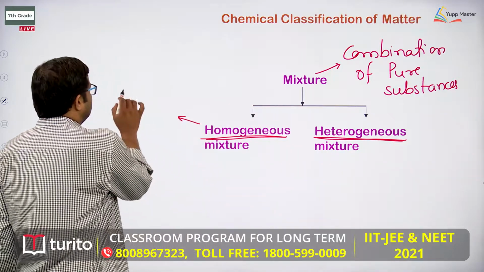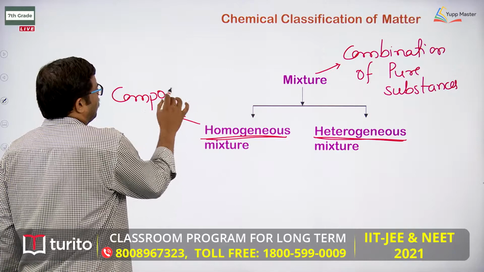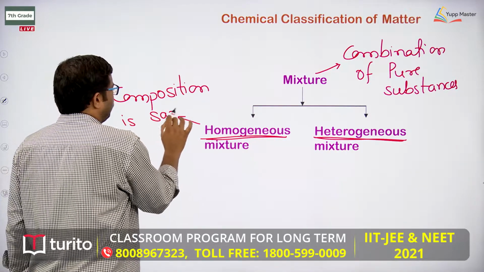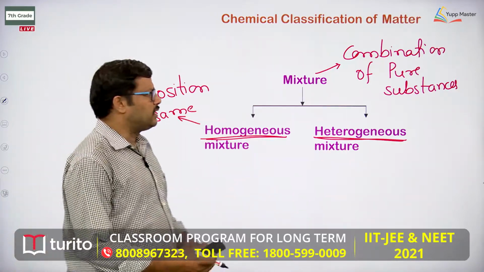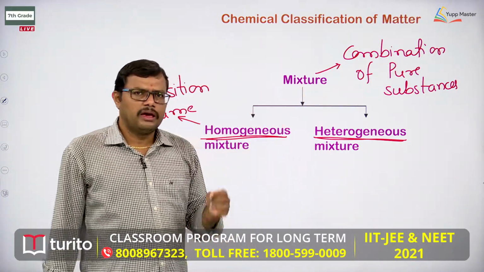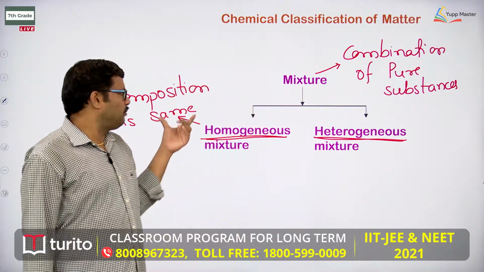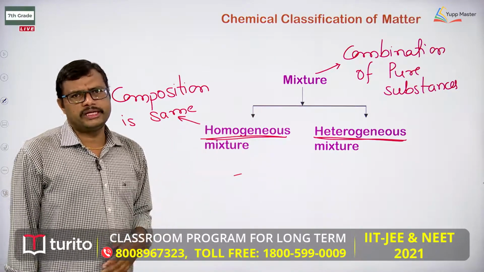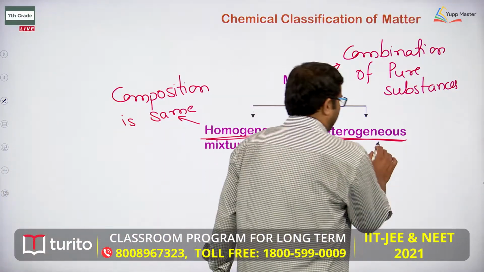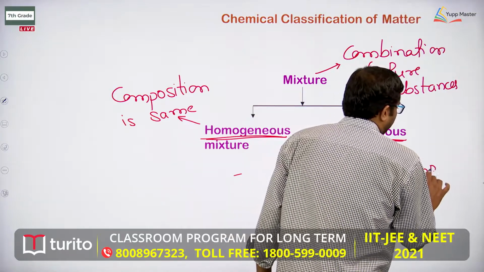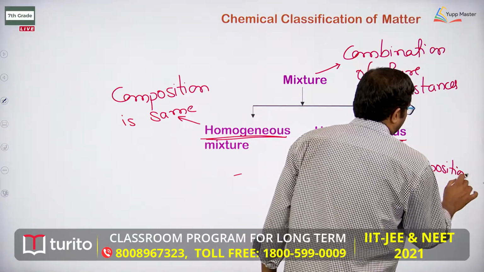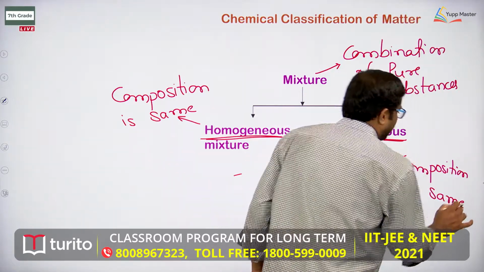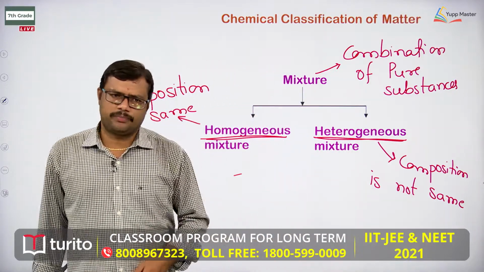Homogeneous mixture means this is a mixture in which the composition is the same throughout the mixture. So, whenever we are mixing two pure substances to get a mixture, if you observe that the composition remains constant throughout the mixture, then that mixture is said to be a homogeneous mixture. If the composition of the mixture is not the same throughout the mixture, in that case we get a heterogeneous mixture.